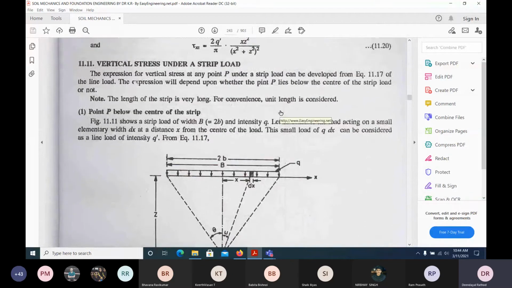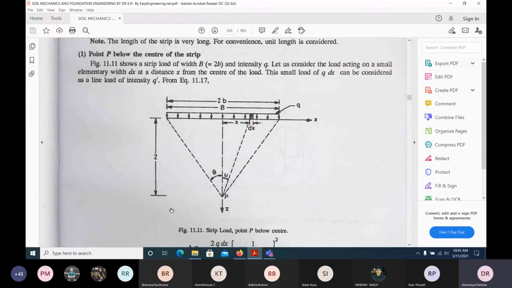Likewise, now I will look at the vertical stress under a strip load. I will take a small strip here. The expression for the vertical stress at any point P under a strip load can be developed by using the same equations. The point P can be anywhere, but I am taking it below the center of the strip. This is the strip now, not a line. I will assume b is the width of this strip, and at a depth z I want to find the stress at P.